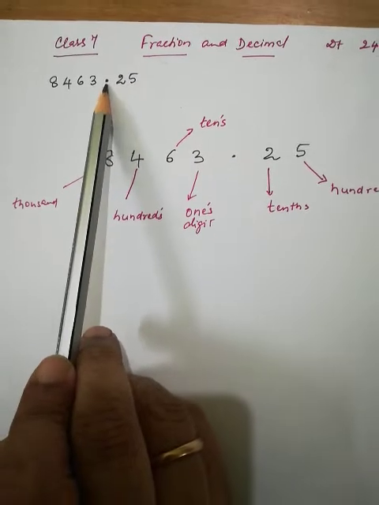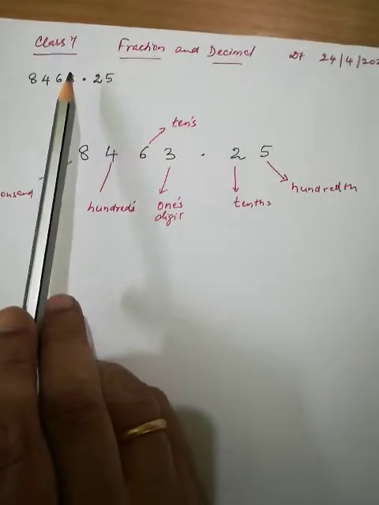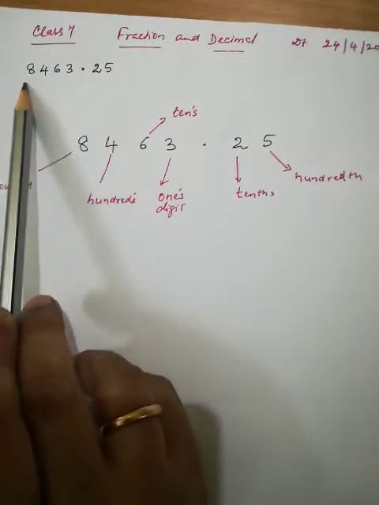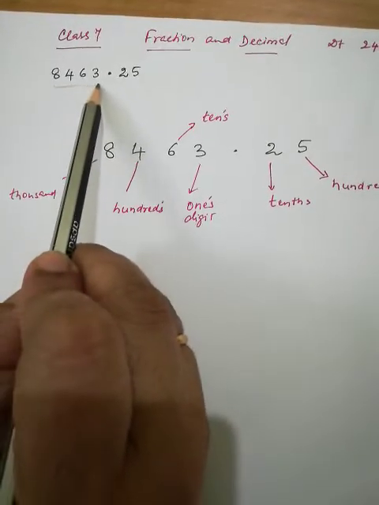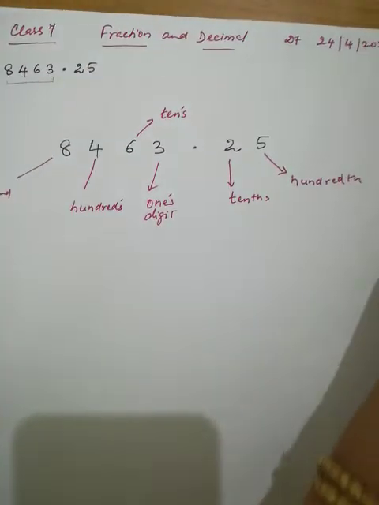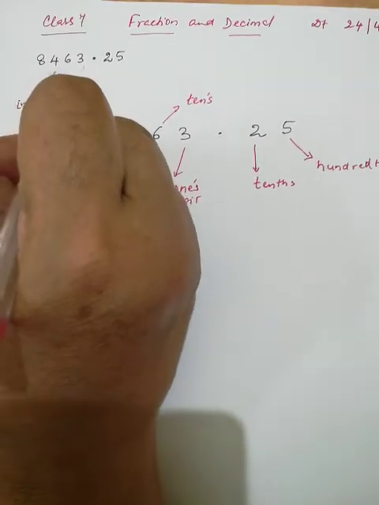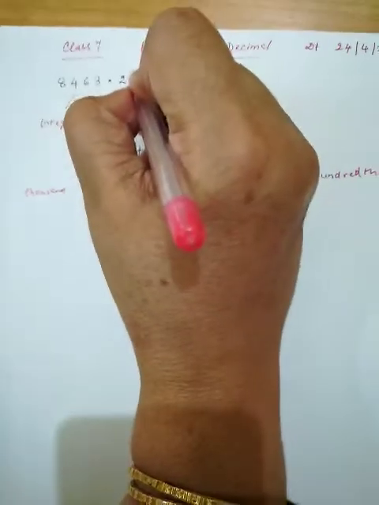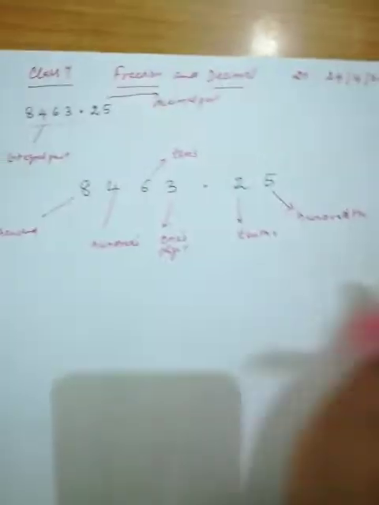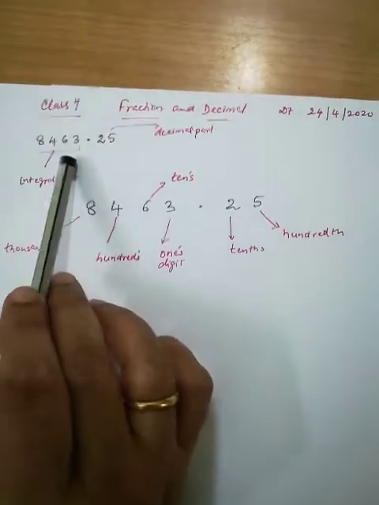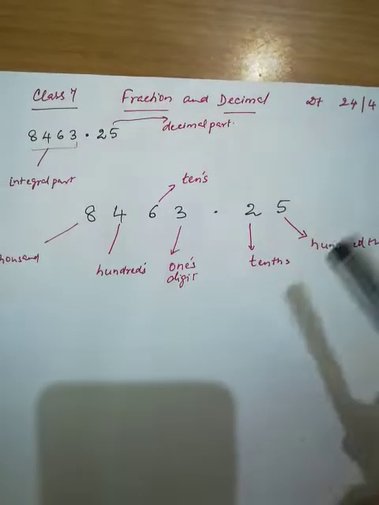8463.25. You can see a small dot between 3 and 2, and that is known as decimal point. Okay, this is known as decimal point, and this number is known as decimal number. This part 8463 is known as integral part, and this part is known as decimal part. So before the decimal point, the numbers which are written are known as integral part, and after the decimal point, it is known as decimal part.